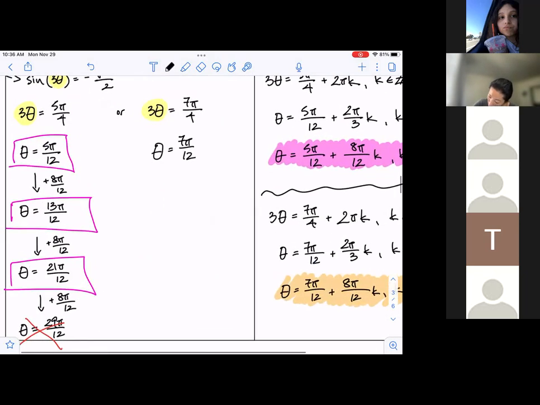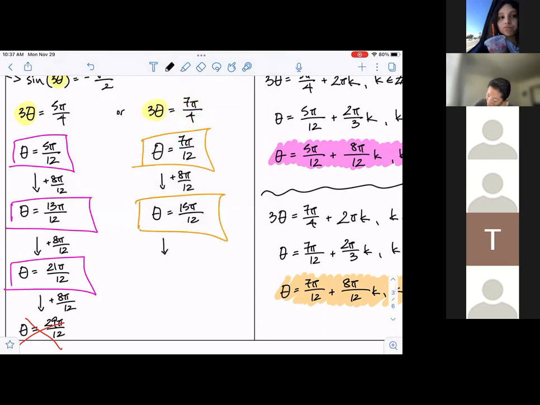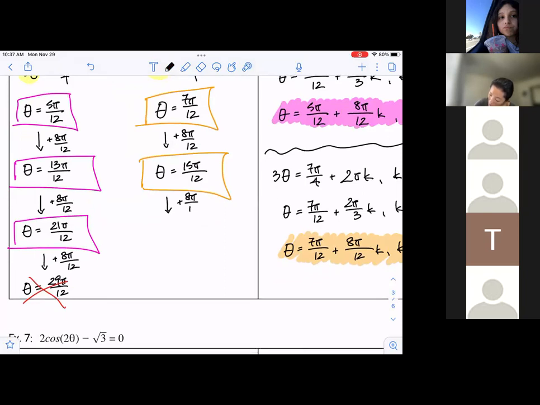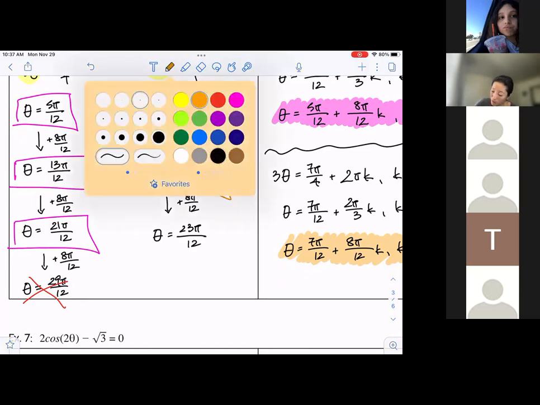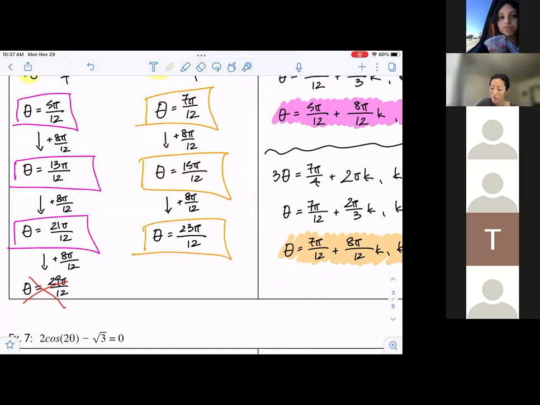So we add 8 pi over 12. We get theta equals 15 pi over 12, all right? So far, so good. We've got this one, we've got this one. Let's try adding it one more time. And we get theta equals, let's see, 15 plus 8 gives me 23 pi over 12. So super close to 24 pi over 12, but just barely under. So it's still within one rotation, okay? I'm so close to 2 pi. I'm not going to worry about writing another 8 pi over 12 because I know if I add it, I'm going to go over. So I don't need to do that, okay?